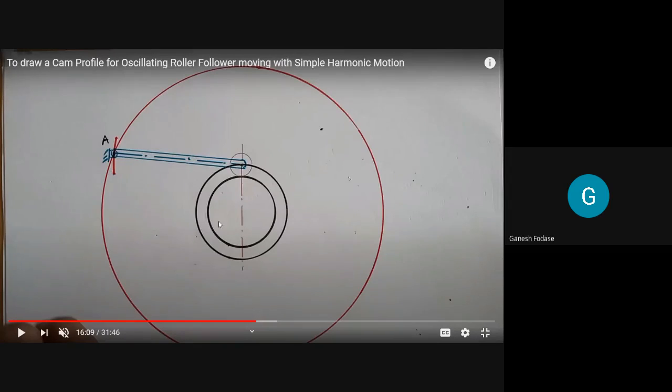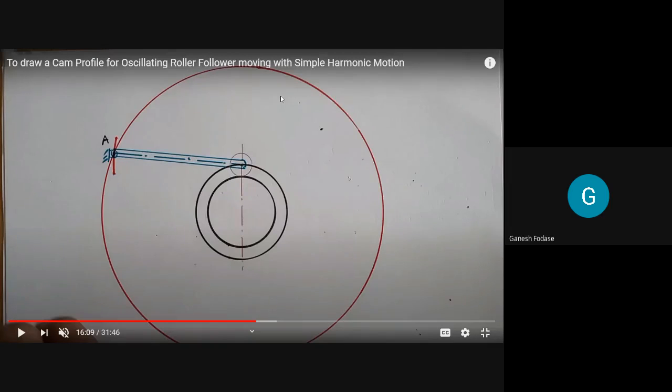So the procedure is, I repeat again: first draw the base circle radius, then draw the prime circle radius, depending upon which type of follower it is, whether it is knife edge, radial or offset. Mark follower positions. This is my first follower position. After getting the follower position, we have two distances. One is the distance between pivot center and cam axis or cam center, that is 8.4 centimeter. And second, the length of the follower arm, or the distance between pivot center and roller center, that is 7.6. So those two distances are known to you.